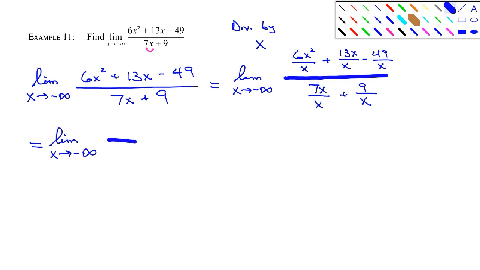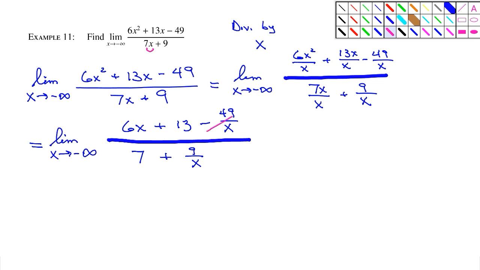And then we simplify. 6x squared over x is still 6x. 13x over x is 13. Negative 49 over x stays the same. 7x over x is 7. And then 9 over x. And now we attempt to take the limit of each of these. Now this term here is going to go to 0, this 49 over x, and the 9 over x is going to go to 0 as well.